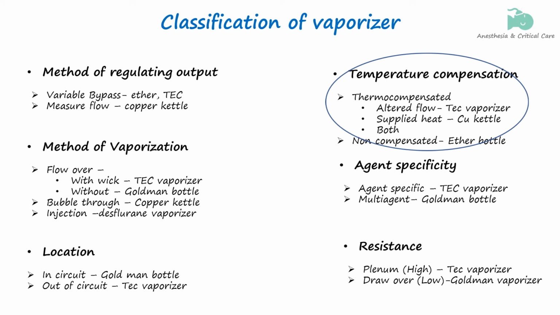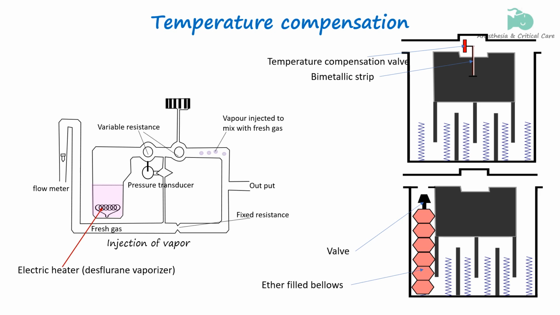The vaporizers are built with solutions to compensate for these temperature changes to ensure consistent output of anesthetic agent regardless of fluctuation in temperature. The key mechanisms involved are altering the flow to the vaporizing chamber using bimetallic strips or ether-filled bellows, and supplying heat to the vaporizer.